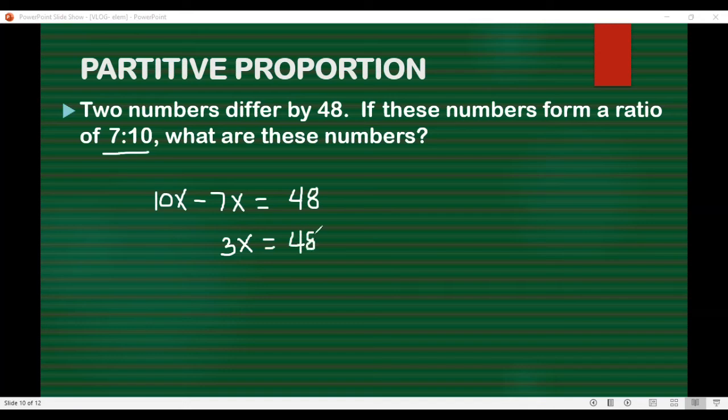We divide both sides again by 3. So with the 48, the 3 here is now canceled. And simply we have x is equal to 48 divided by 3, and that is giving us 16. Okay, so this is actually the number that was multiplied to the ratio 7:10.